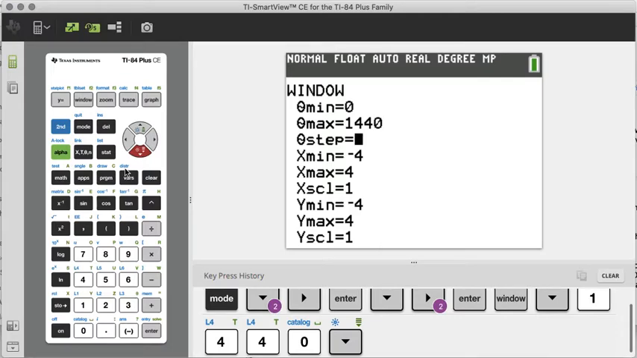Go by 5s, maybe 10s, maybe 15s. Don't go anything bigger than 15 for your theta step. If you go bigger than 15, it's going to make your graph look very choppy and weird.